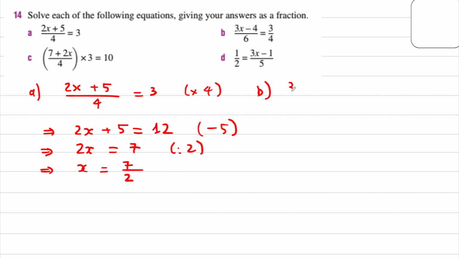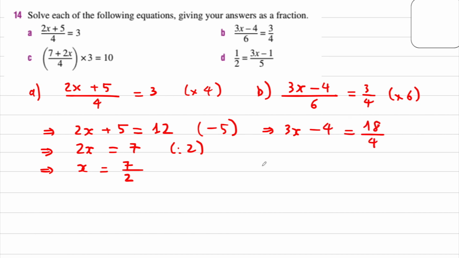Question B, 3x minus 4 over 6 equals 3 over 4. Multiply 6 on both sides. I want to change 3x minus 4 over 1. Multiply 6, this becomes 18 over 4. The next step, we need to add 4. Minus 4 plus 4 equals 0.